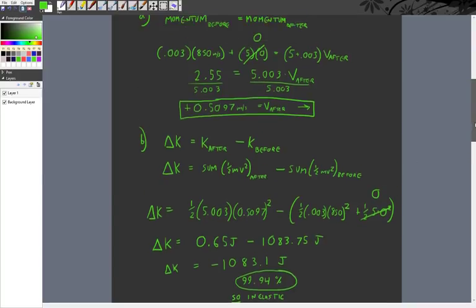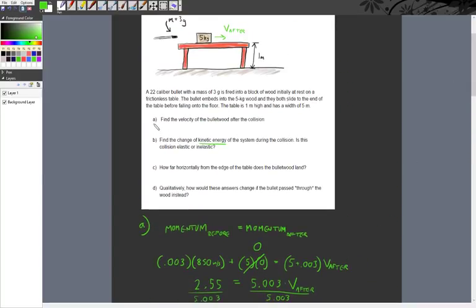Now, part C, so we got A done, we got B done. Part C is asking, how far horizontally from the edge of the table does a bullet land? Or does a bullet wood land? Well, let's think about what's actually going to happen here.